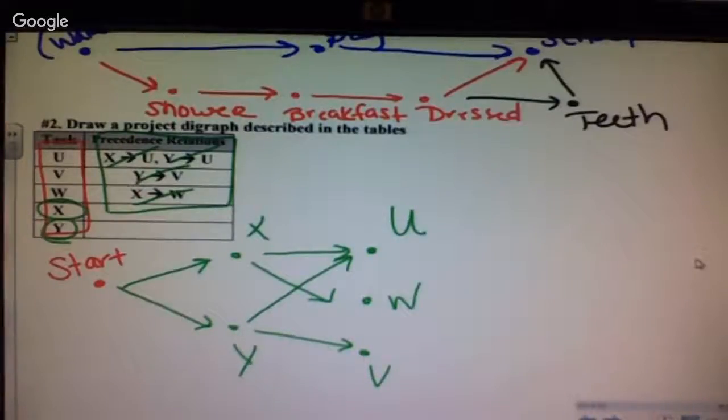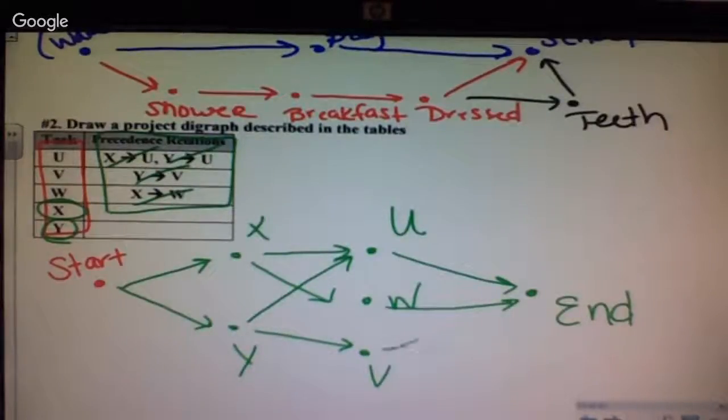So your graph must have a start, and all good things have to come to an end. When I'm trying to figure out what goes to the end, anything that does not have anything coming out of it will lead to the end. So X has lines coming out. Y has lines coming out. But if I look at U, there's stuff going in, but nothing comes out. So U goes to the end. W has nothing coming out, so it also goes to the end. And V. And that's your picture of the diagram.